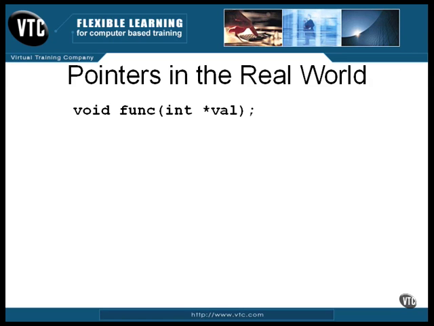You declare the argument as being a pointer. Then you call it with the L value. You can do that by using a pointer, or as in this example, use the ampersand operator, which always returns the address of a variable.